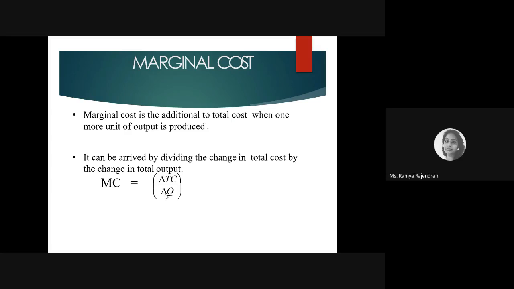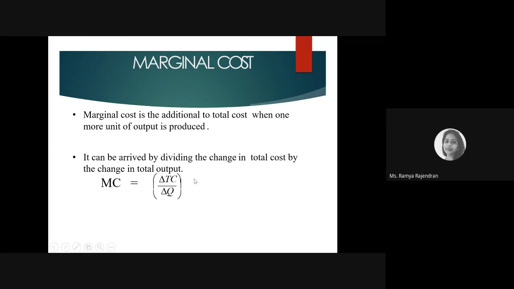Here you're finding the difference in the total cost as well as the difference in the quantity. So my initial output was 100. Now I am changing the output to 101. Maybe imagine it takes only 1 rupee to make one phone. So 100 phones, 100 rupees. 101 phones, 101 rupees. So 101 minus 100, divided by the change in the quantity, which is also 1. So the marginal cost is 1 divided by 1.